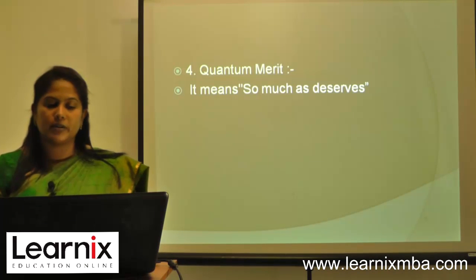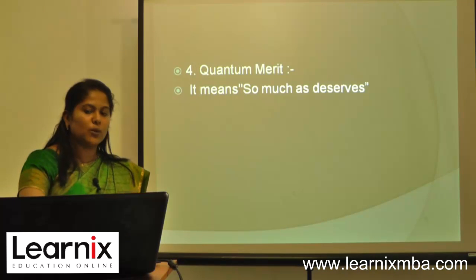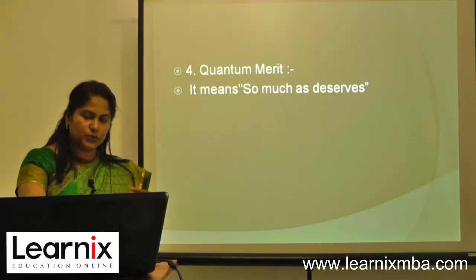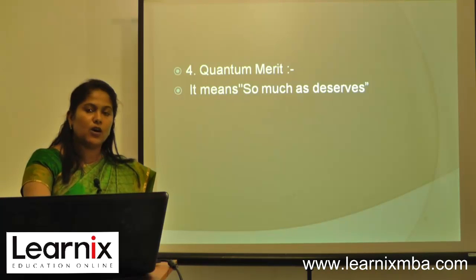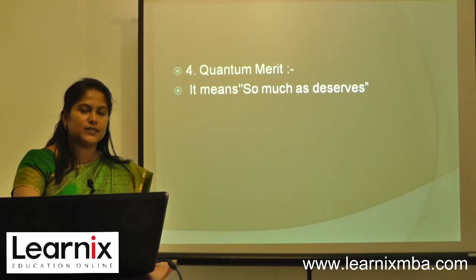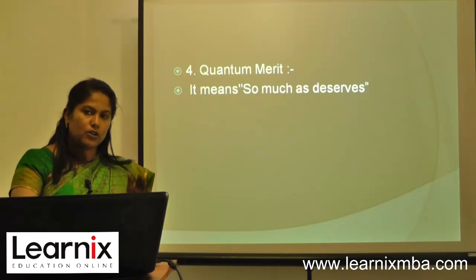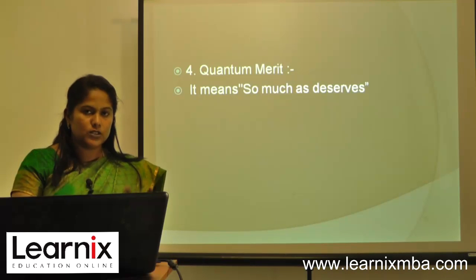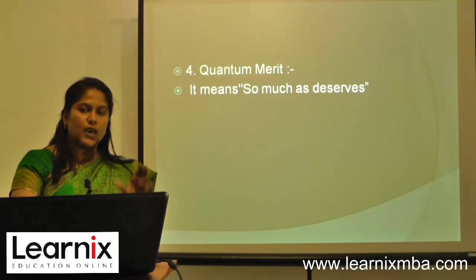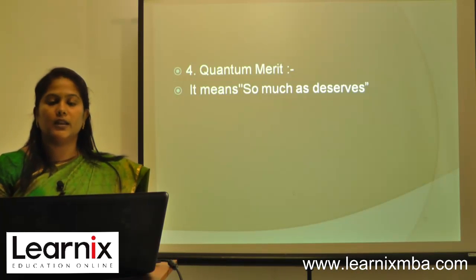The fourth one is quantum meruit, which means so much as it deserves. That is, if you lose a good or something, or if a loss happens, the loss has to be covered only to that extent it is deserving, or the value of the product. It does not mean at all to make the party profitable, just to cover the loss so much as it is incurring the loss.